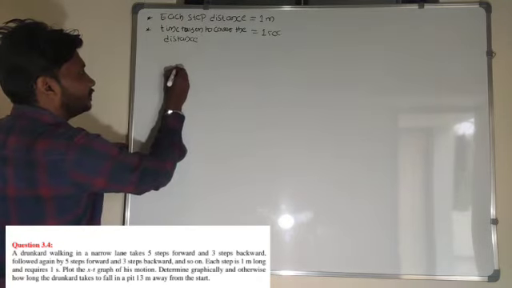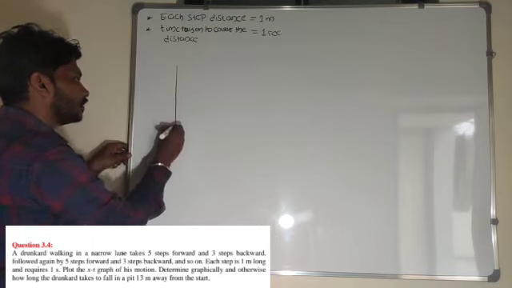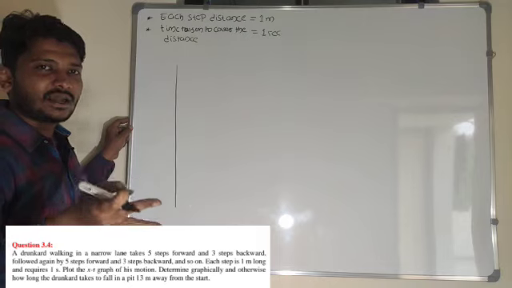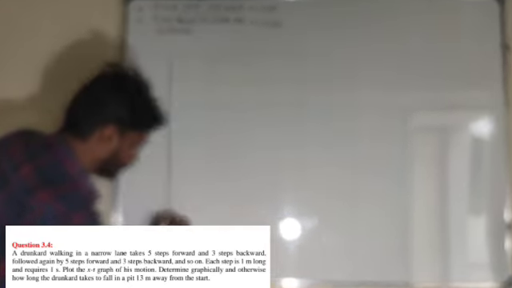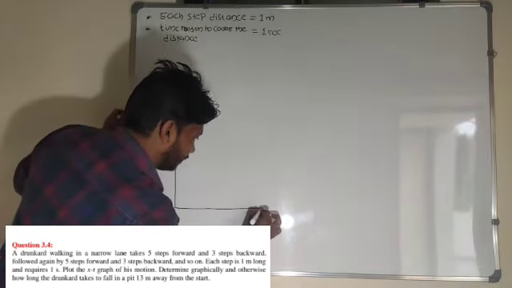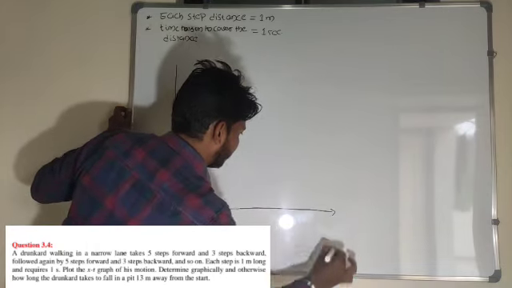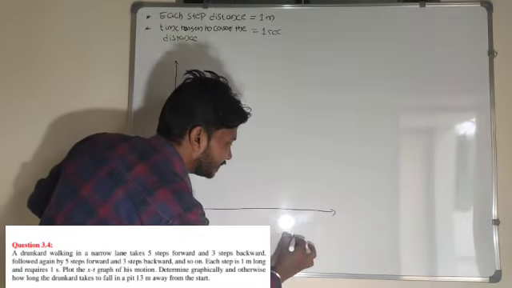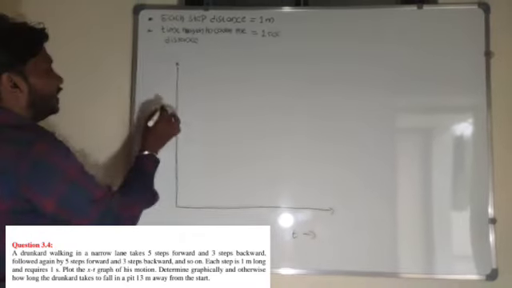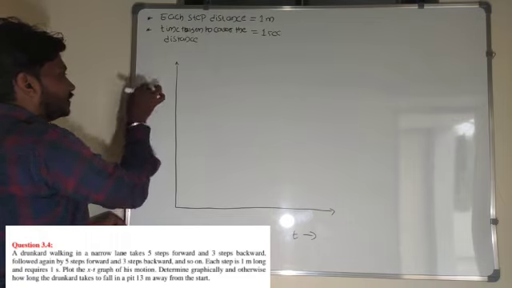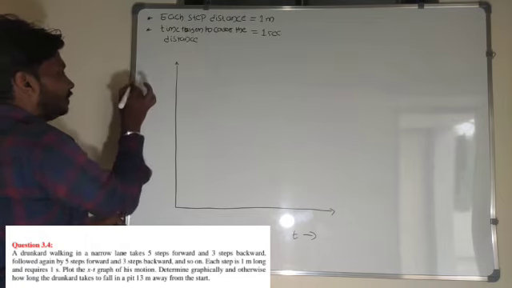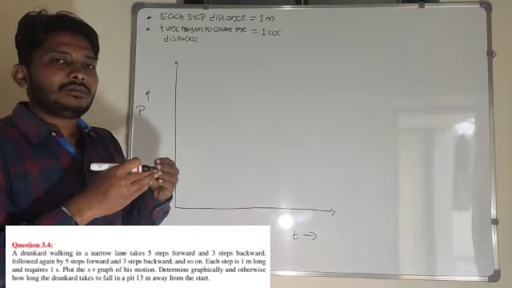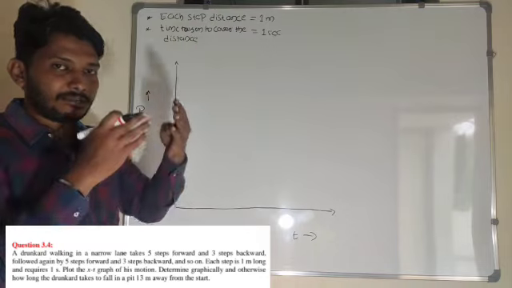What is the position-time graph I said? Position-time graph means along the x-axis time and along the y-axis position. So along the x-axis time and along the y-axis position, which I will represent by the letter P here. Now they mention that the drunkard every time moves 5 steps forward and 3 steps backward.